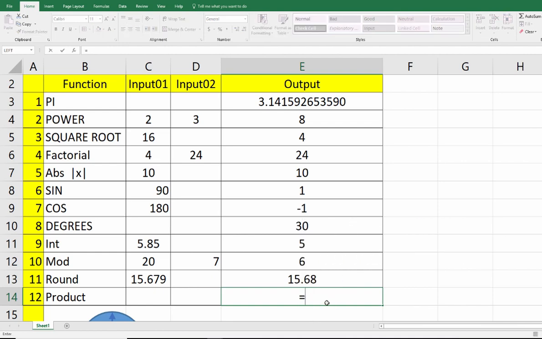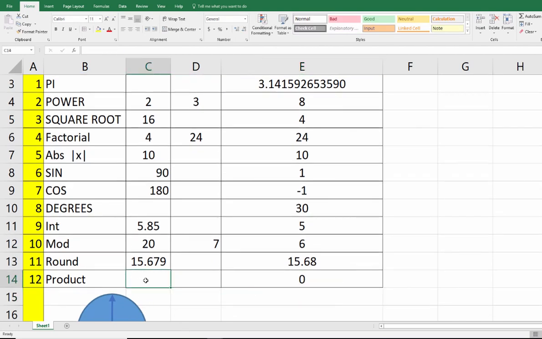Let's continue with the PRODUCT function. For the PRODUCT function, you have to find the range and it's going to multiply all the numbers. Let's say I choose these two numbers and press enter. I'm going to type 5 and 6. It will tell me the multiplication of these two numbers. If you want, you can select more cells.